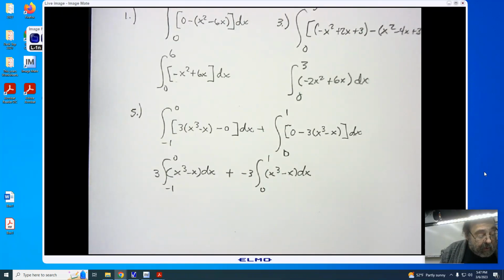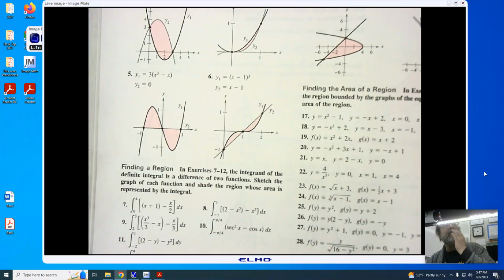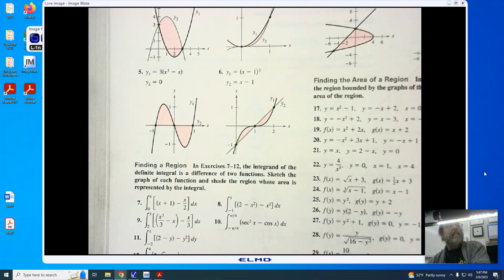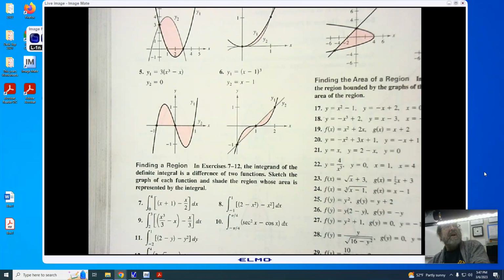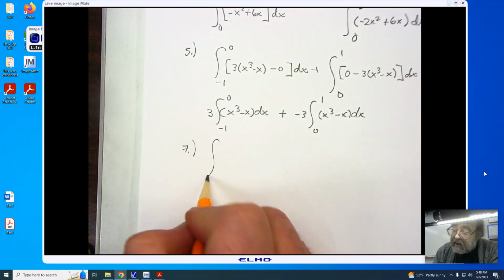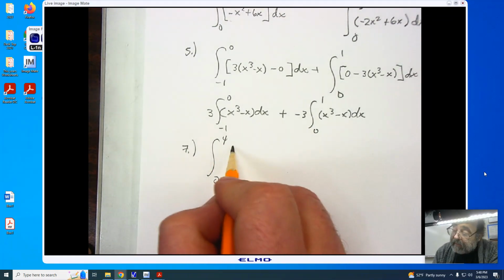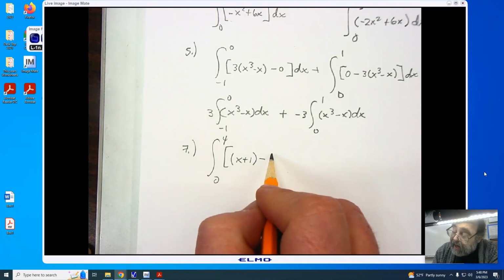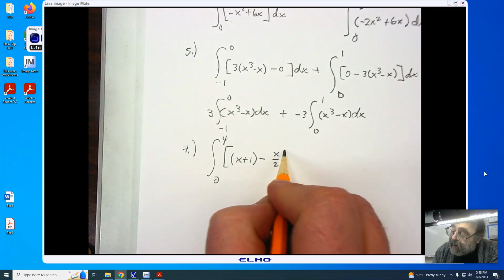Now, numbers 7 through 12 are asking us to simply graph these equations and shade in the appropriate region. Okay, so we're just trying to represent it. So here we go. Our first one is the integration from 0 to 4 of a linear equation, x plus 1, that comes first, minus a linear equation that is a half power.